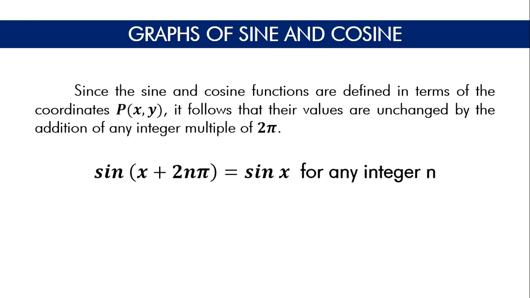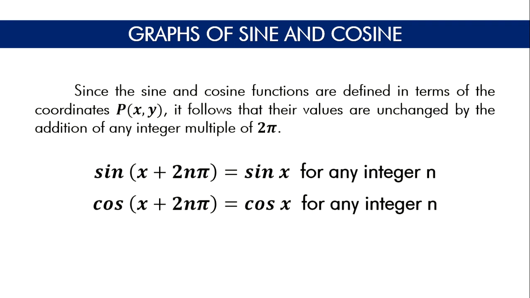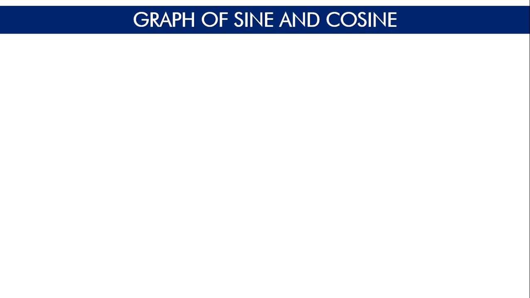So given that sine of x plus 2n pi is the same as sine x for any integer n, so as with the cosine: cosine of x plus 2n pi is equal to cosine x for any integer n. You need to recall our special angles as we determine the sine and cosine values.